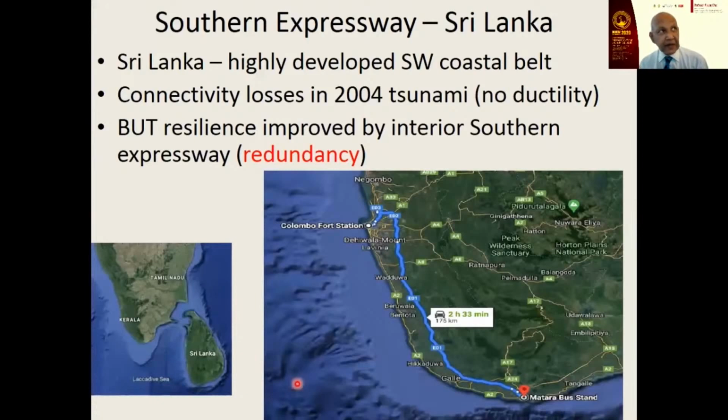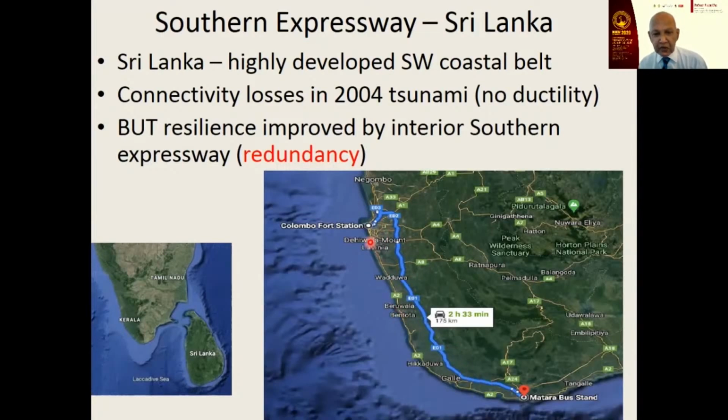Now, if you think on a bigger scale where the roads in Sri Lanka are concerned, now here this is the coastal road severely damaged during the 2004 tsunami. It is impossible to defend this road against that kind of event. Fortunately, we had already planned a southern expressway like this.